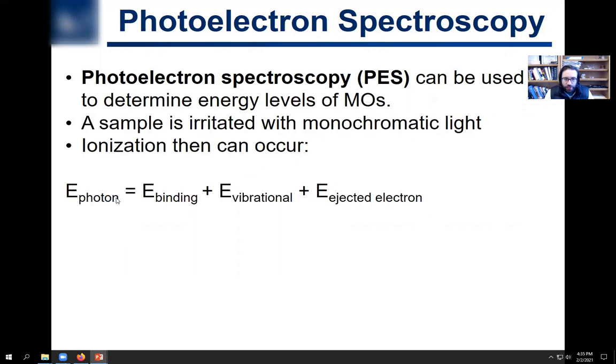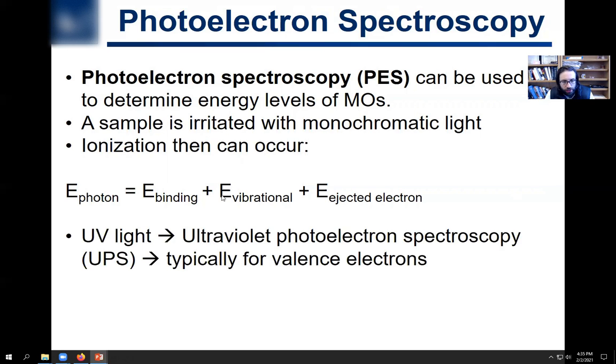And then that energy is going to go into the molecule. And part of it is going to go into the binding energy of the electron. Okay, that's being excited. Now this electron is going to be ejected out of the molecule, and that's going to have some kinetic energy. Okay, but you're also going to have vibrational modes that are going to be excited within the molecule. Okay, and there's two different types of photoelectron spectroscopy.